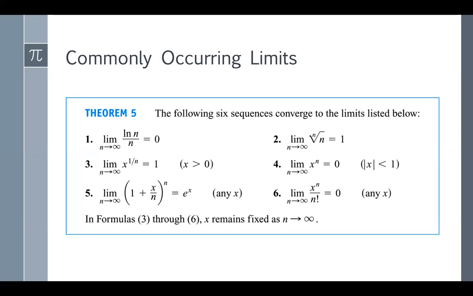And finally, the limit as n increases without bound of x to the n over n factorial is equal to 0. And this is also true for any value of x. In these last 4 formulas, x remains fixed as n increases without bound. So feel free to use any of these.